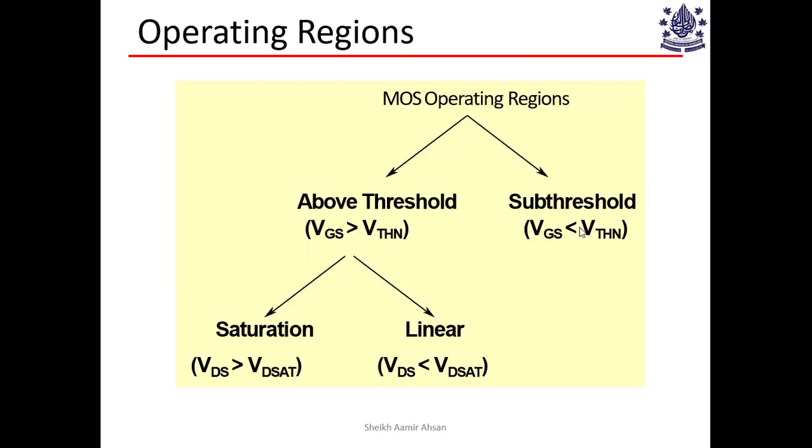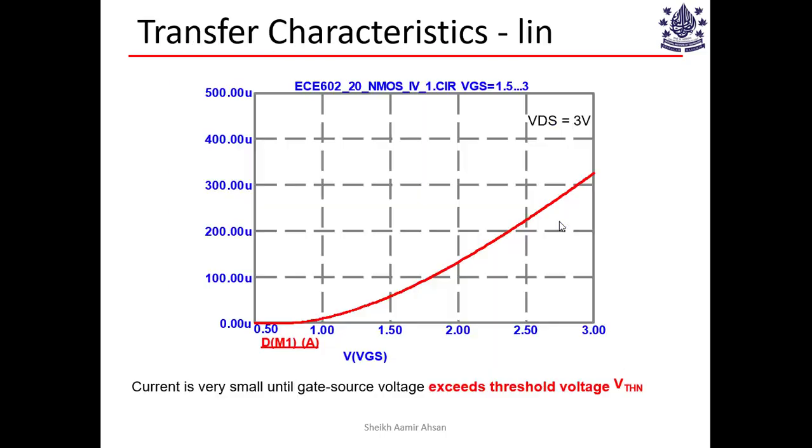Okay. So far we have discussed the above threshold cases of MOS operating regions, where VGS was greater than VTN, and we saw linear and saturation characteristics. Now we'll focus a little bit on the subthreshold characteristics. You know that under subthreshold we have the device biased at VGS less than threshold voltage. So here we have a plot of IDS, drain to source current, versus VGS now with VDS of 3 volts.